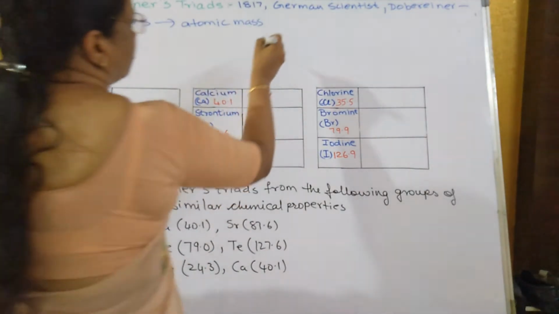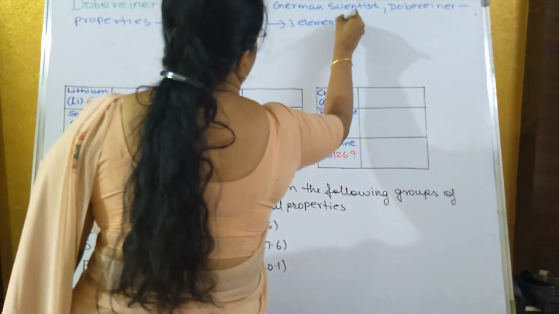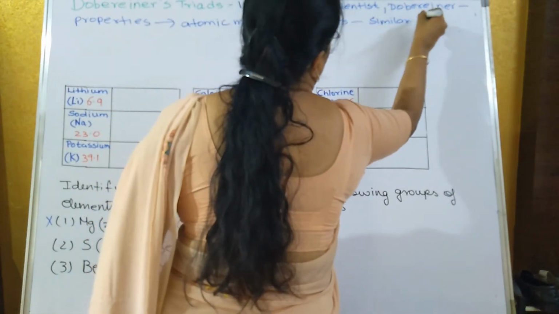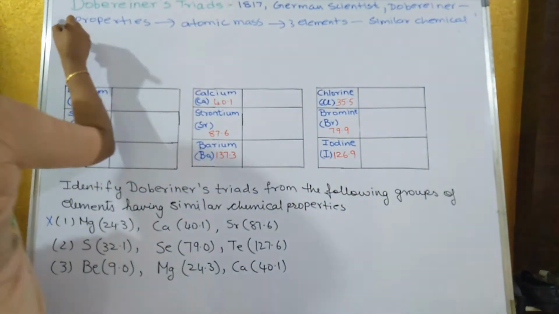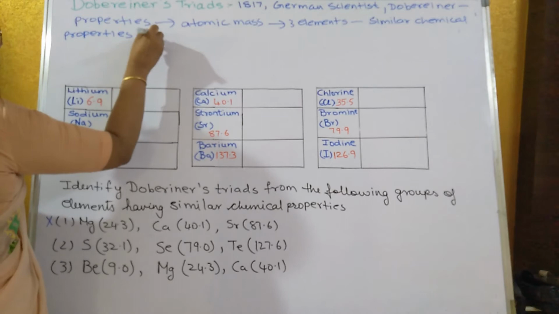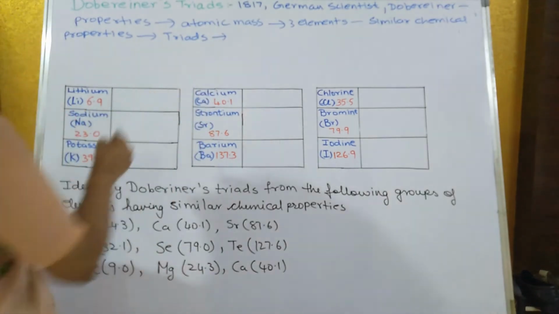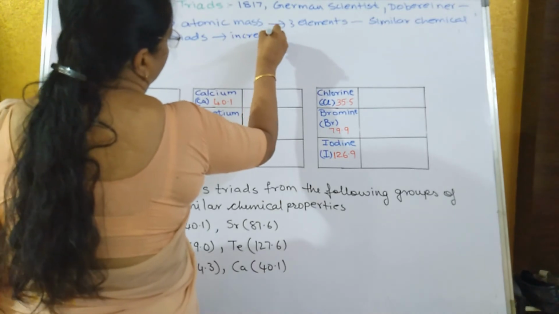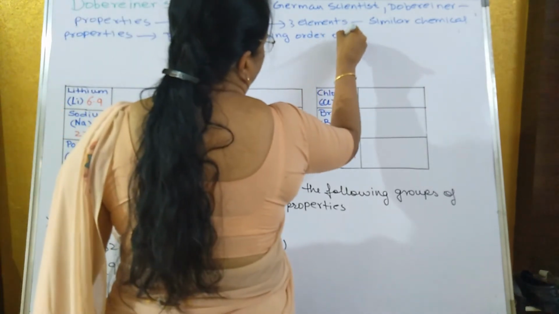He made a group of 3 elements which had similar chemical properties. And he called this group of 3 elements having similar chemical property as triads. He arranged these 3 elements in increasing order of their atomic mass.